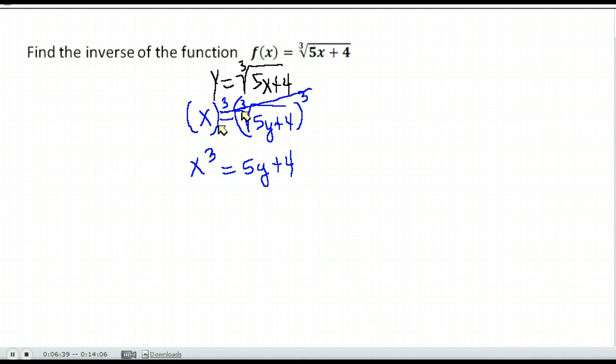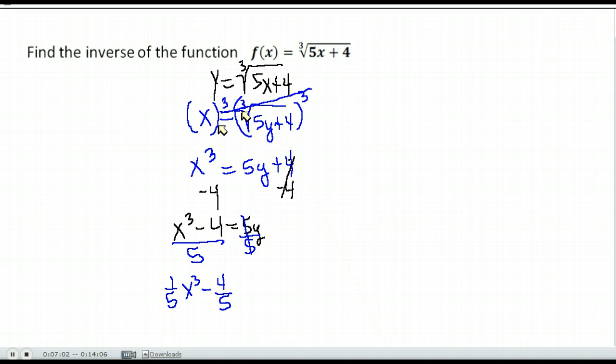And I can go ahead and solve for y. I have x to the third minus 4 equals 5y. And lastly, I'm going to divide both sides by 5. And again, you have the option of just leaving it in this form, or you can write it as 1/5 x to the third minus 4/5. Go ahead and divide that by 5. And then we write it in function notation. The inverse of f of x is 1/5 x to the third minus 4/5.